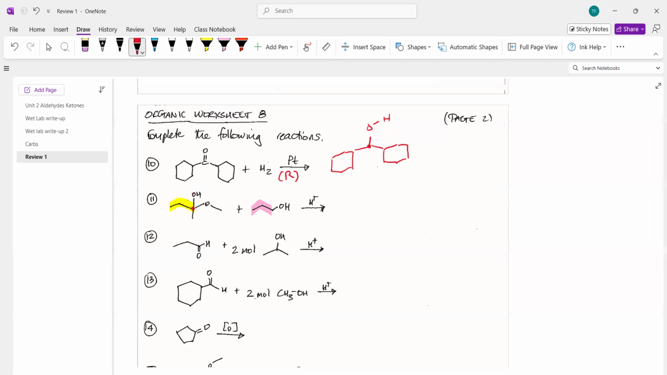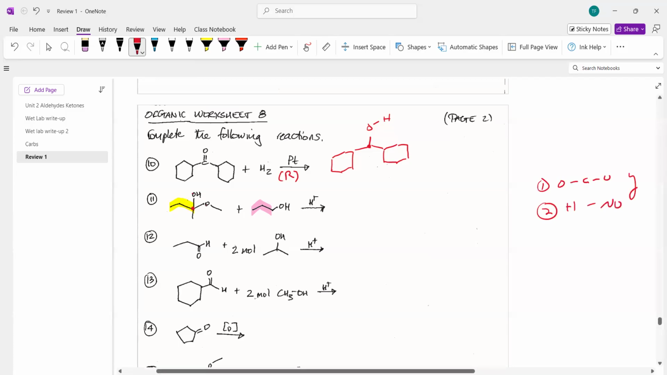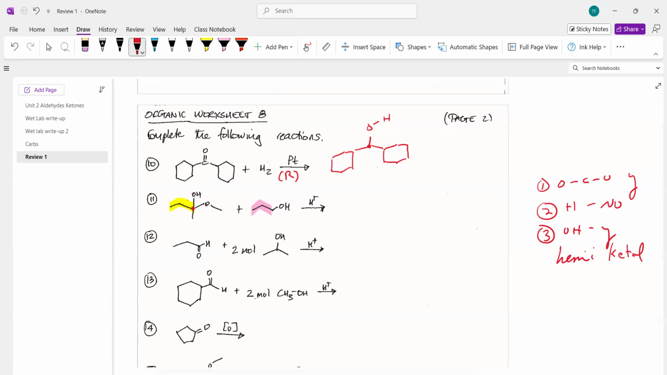So if we do the, is there an H there? No. That means it's a keto something. And there is a, oh, there. So this is a hemiketal. Okay, so we add an alcohol to a hemiketal. That's going to add to create a ketal. So this is going to be a ketal over here.